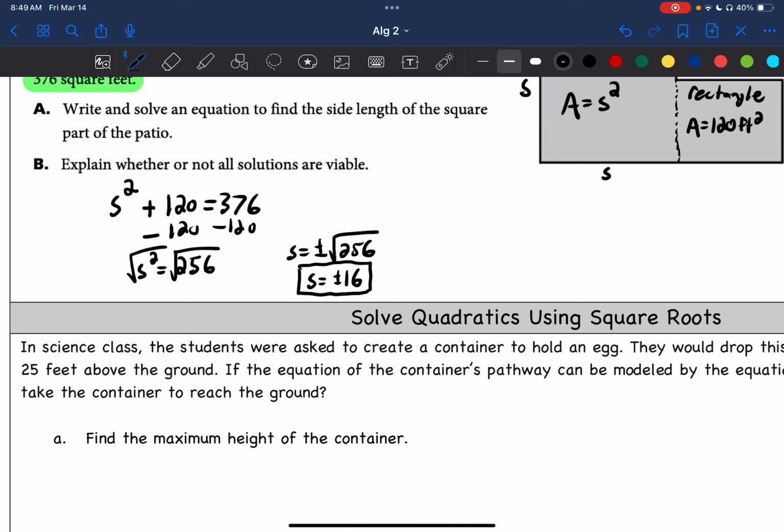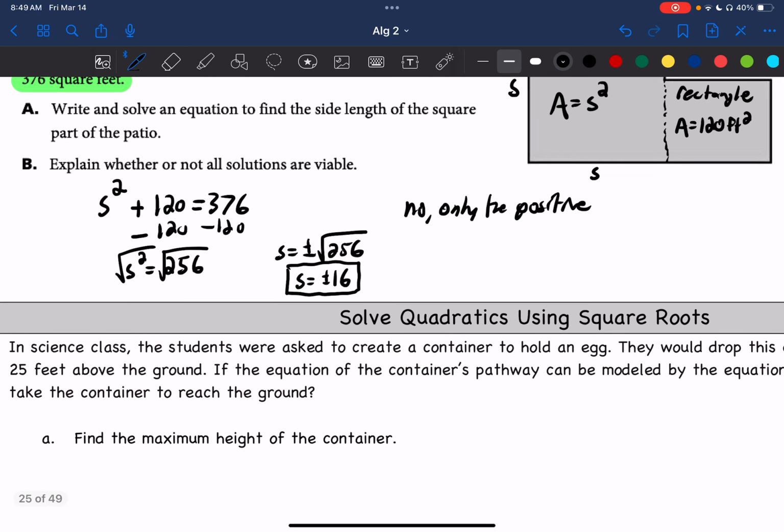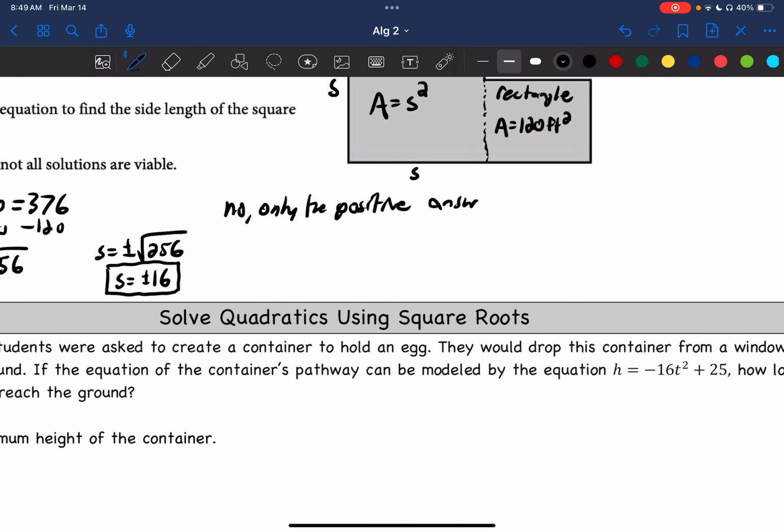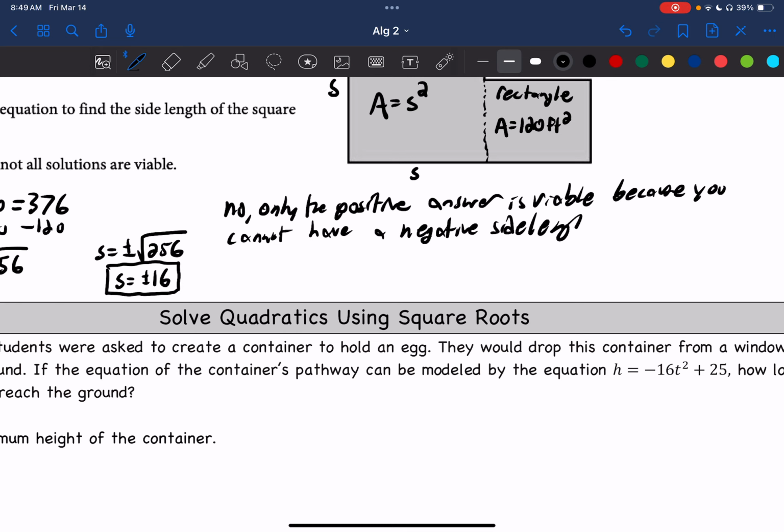Now if we look at B, explain whether all solutions are viable. I'd say no, only the positive answer is viable because you cannot have a negative side length.